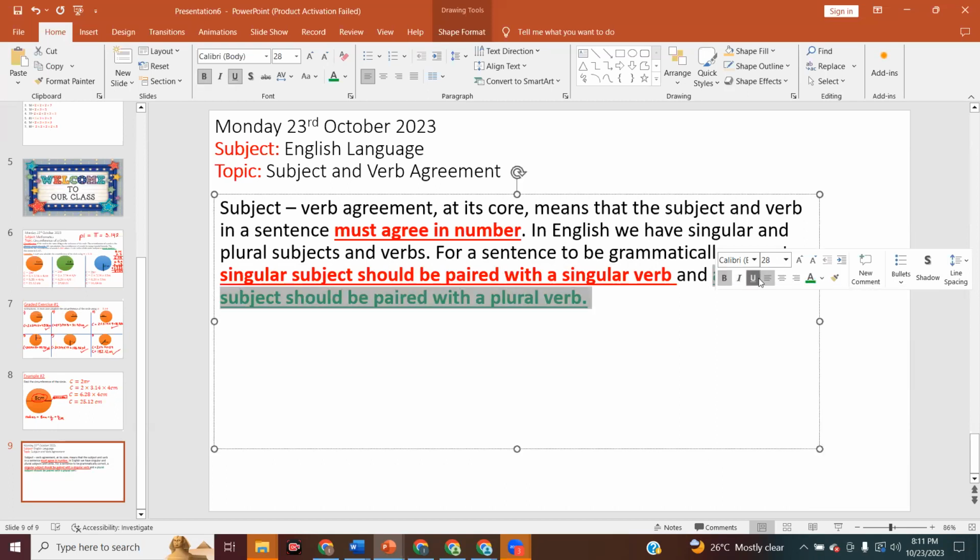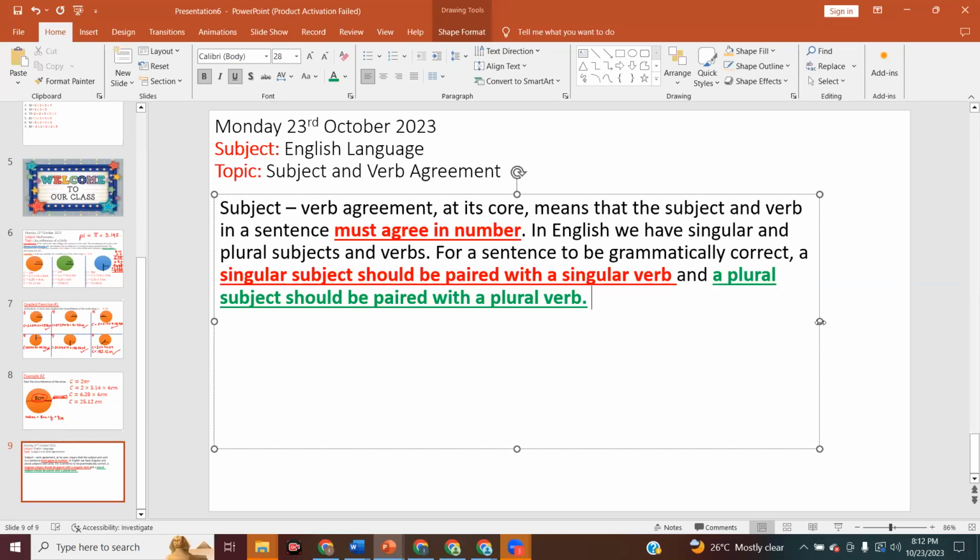So what do we mean by subject and verb agreement? A singular subject must be paired with a singular verb. A plural subject should be paired with a plural verb. That means a singular subject must be paired with a singular verb, and a plural subject must be paired with a plural verb. That's what we mean by subject and verb agreement.